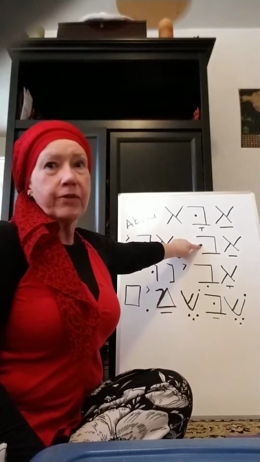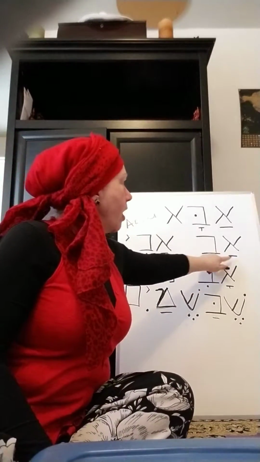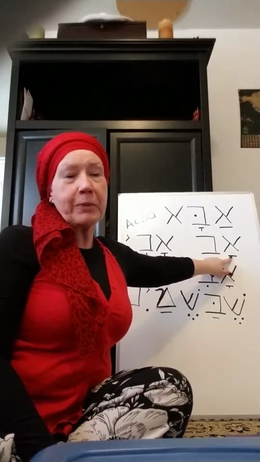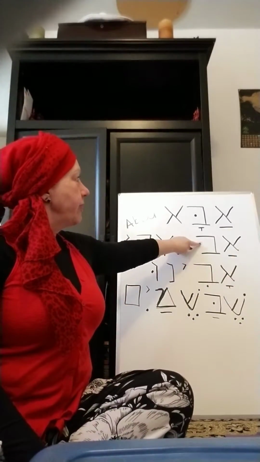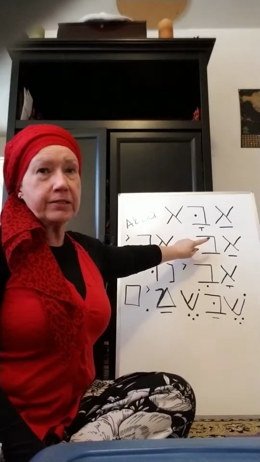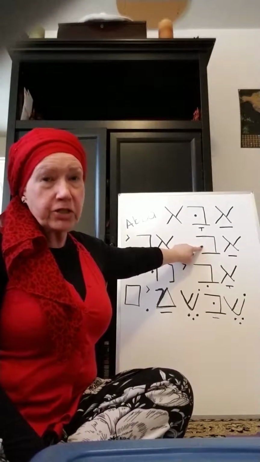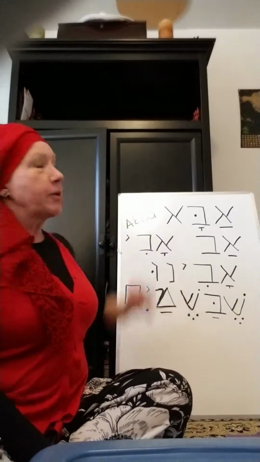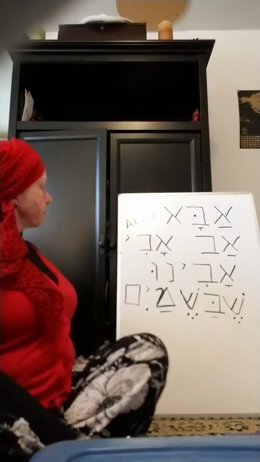This is the Hebrew word for father, Av. There's a line under the Alef, which makes it an ah sound, and then the vet is one without a dagesh, so that's father, Av. Av is father in Hebrew. Abba is father in Aramaic.